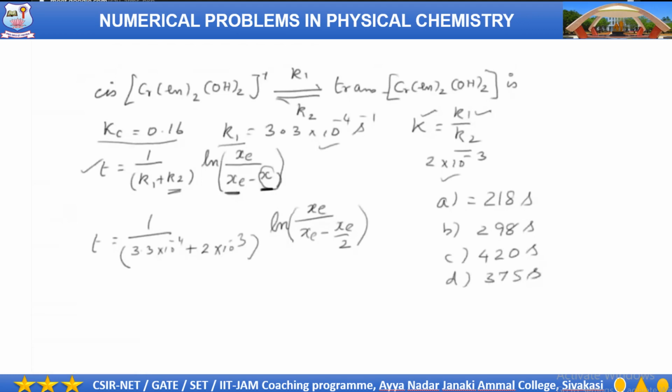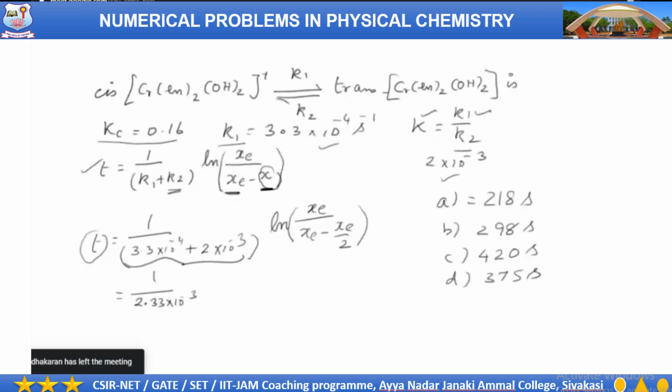Now you are asked to calculate this again, 1 divided by the sum of these, you would get 2.33 × 10⁻³. If you sum up 3.3 × 10⁻⁴ plus 2 × 10⁻³, you will get this value. Have you got the value? Into log of xe by the remaining, xe by 2. Here, instead of this, you may be asked to calculate 10% of the formation of trans isomer, or 20%, or 30%, or 50% of the xe, and you put this in accordingly.